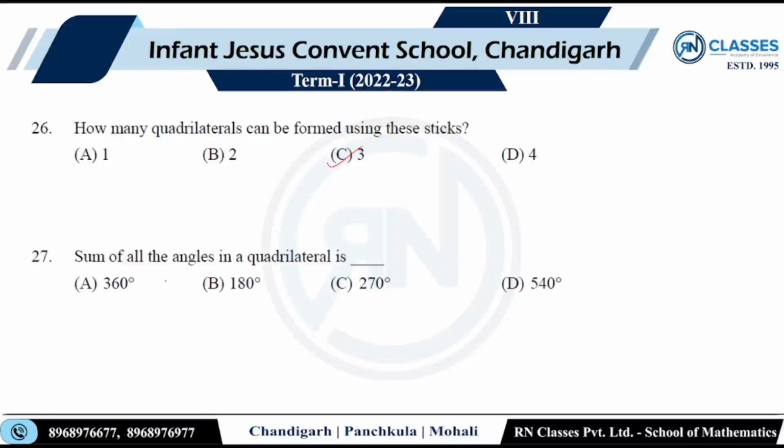Okay, sum of all the angles of a quadrilateral, nothing to do. दो triangles में आप तोड़ सकते हो एक quadrilateral को, अगर आपको याद नहीं भी है. 180 180 actually याद होना चाहिए. We have been using it for a very long time. 360 is the right option.